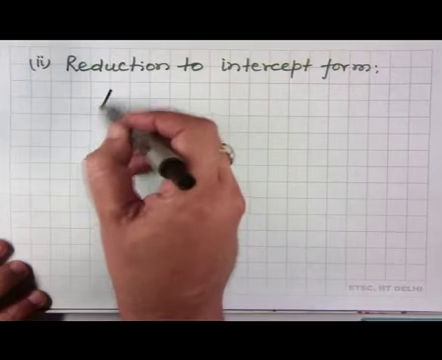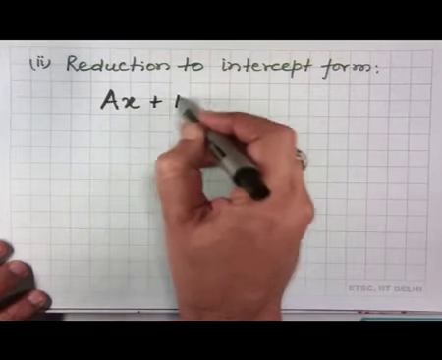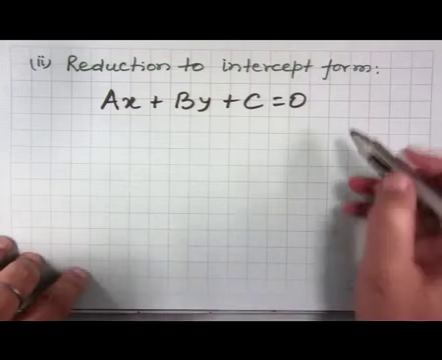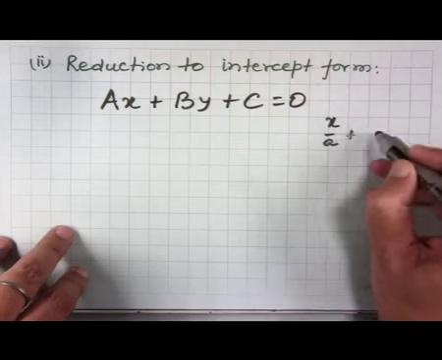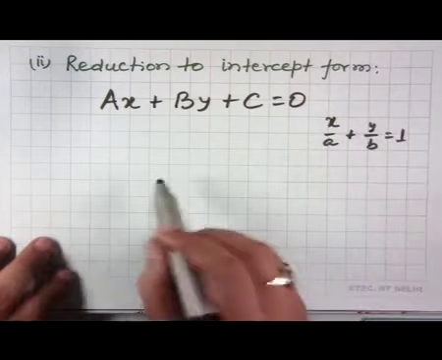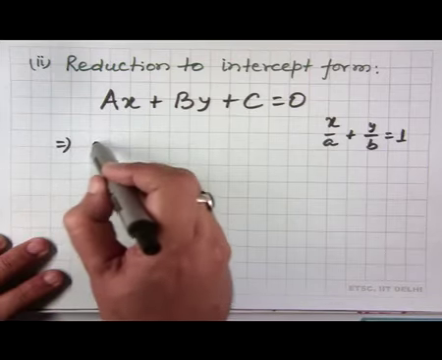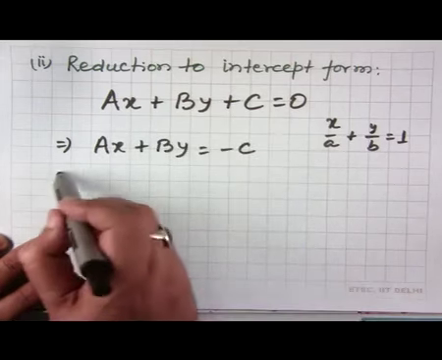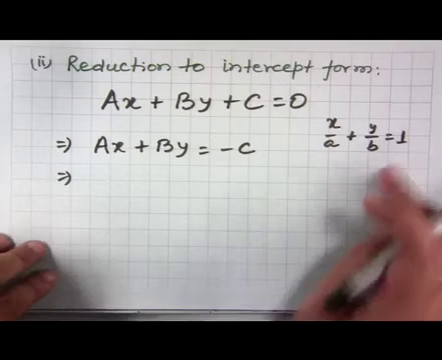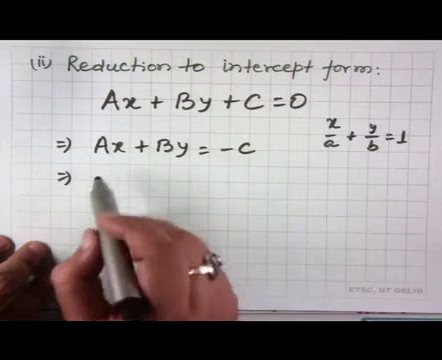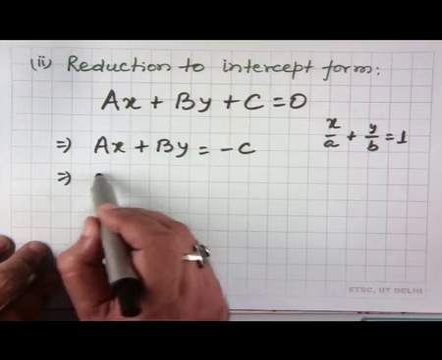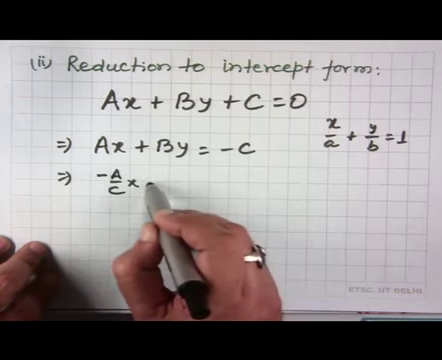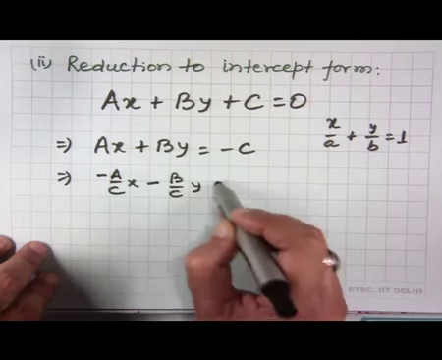Again, we have equation in general form is Ax plus By plus C equal to 0. So, intercept form is what? This is x by a plus y by b equal to 1. So, we write it as Ax plus By equal to minus C. Now, in right side, we have 1 only. So, divide both sides by minus C. So, when you divide both sides by minus C, we will get minus A by C x minus B by C y equal to 1.